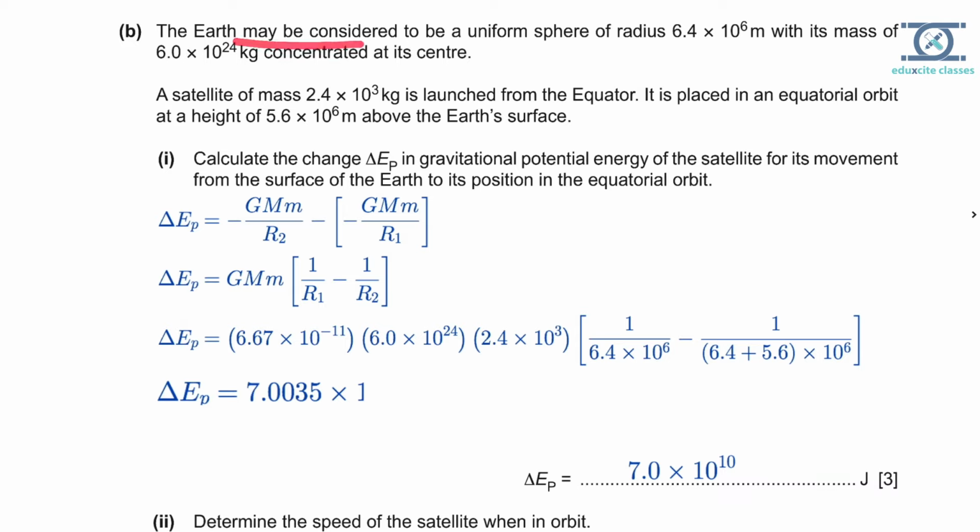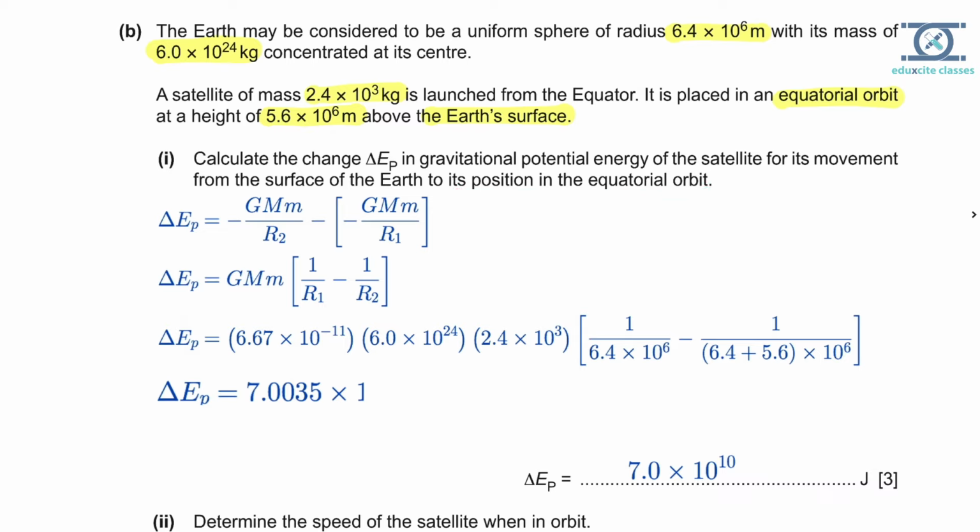The earth may be considered to be a uniform sphere of this radius, and the mass is also given, which is concentrated at its center. A satellite of this mass is launched from the equator. It is placed in an equatorial orbit at a height of this above the earth's surface. Now in the first part, we have to calculate the change in the gravitational potential energy of the satellite for its movement from the surface of the earth to its position in the equatorial orbit.